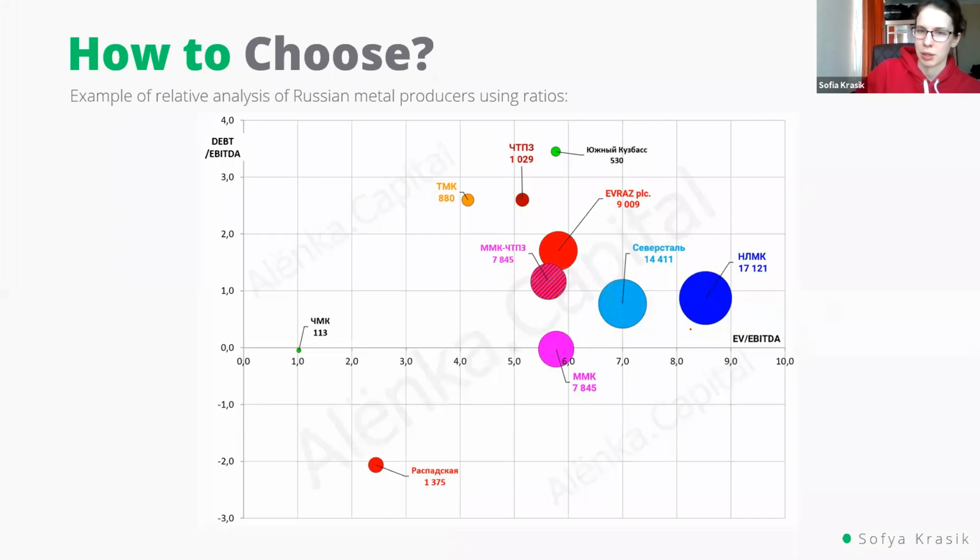So for EV to EBITDA, I would say low is better for investing. Why is that? Because enterprise value is derived from market capitalization, so it's proportional, or somehow proportional, to the price, to the company value. And EBITDA may have its own way of calculation, but somehow you may say that by its nature it's related to company earnings, right?